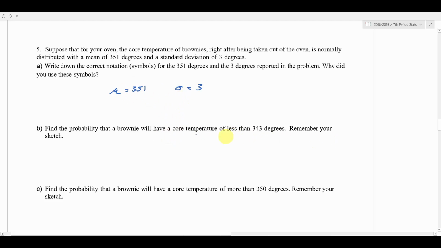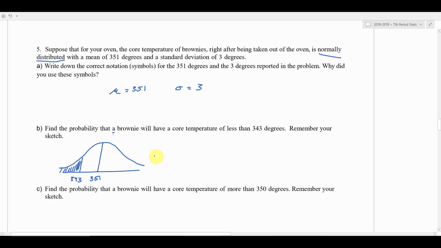All right. So part B says find the probability that a brownie will have a core temperature of less than 343 degrees. And remember, they told us this thing was normally distributed here, so we have a normal distribution. Let me draw a picture of that. We're calculating a probability here, so we're going to be using a normal CDF. I'm going to mark my center, so there's my 351. And we want to know the probability of being less than 343. So 343 is over here to the left of the mean, and we want to be less than, so we're shading all of the area to the left of the 343.